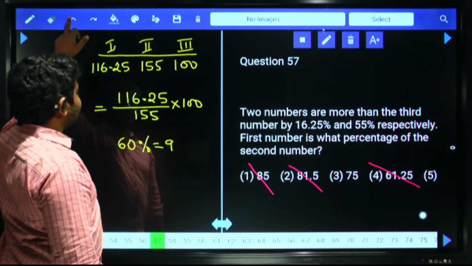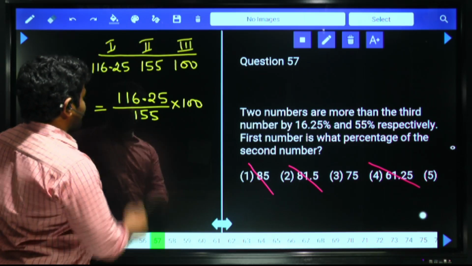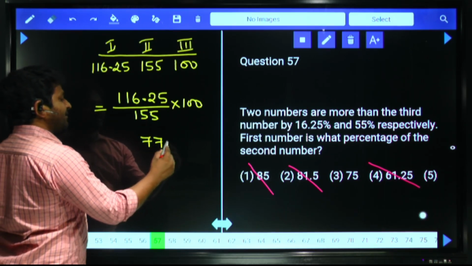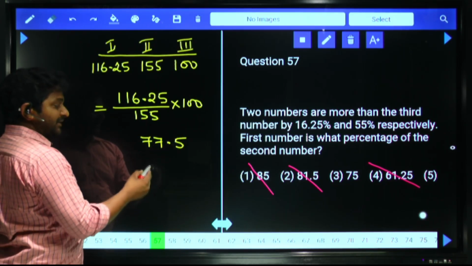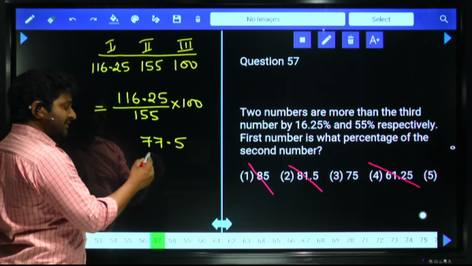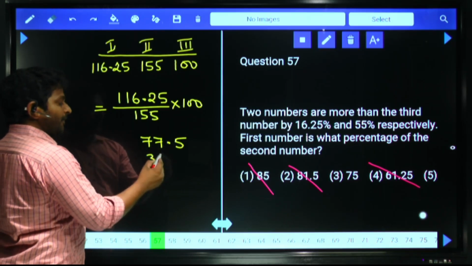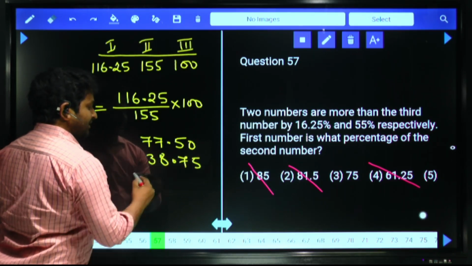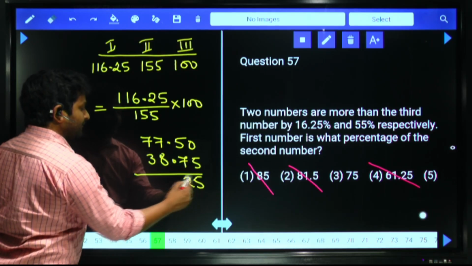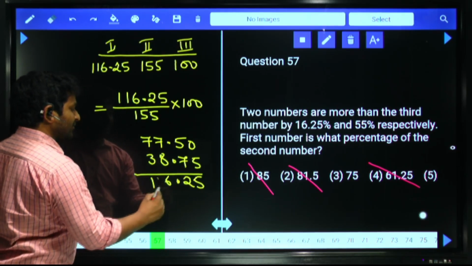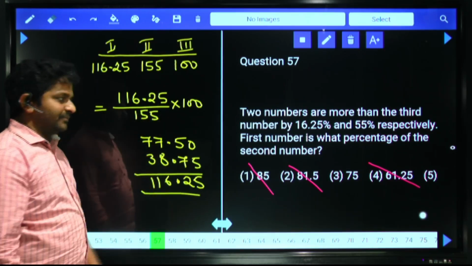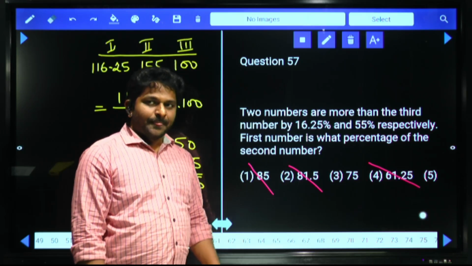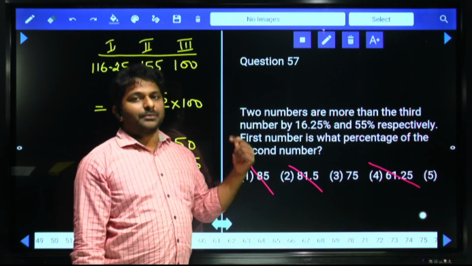Otherwise, what you can do is take 50% of the denominator. 50% of the denominator is equal to 77.5. 25% means again half of this number. Sum of both the numbers is equal to 116.25. 75% is the answer. So whenever you have two options, either you need to prove one is right or you need to prove one is wrong.